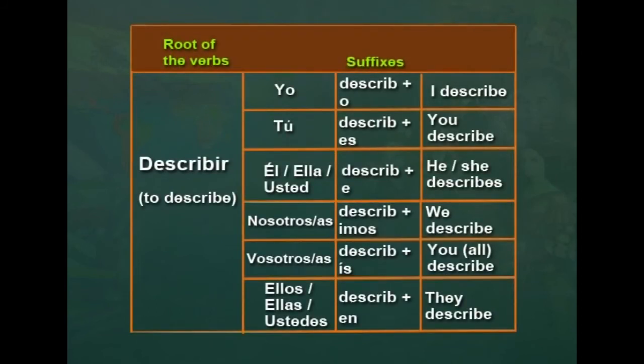Let us look at the next verb, that is describir, to describe. This verb has the stem or root describ. So, the conjugation goes yo describo, I describe, tú describes, you describe, él, ella, usted describe, he describes, she describes, or you formal describe. Nosotros, nosotras describimos, we describe. Vosotros, vosotras describís, you all describe. Ellos, ellas, ustedes describen, they describe.